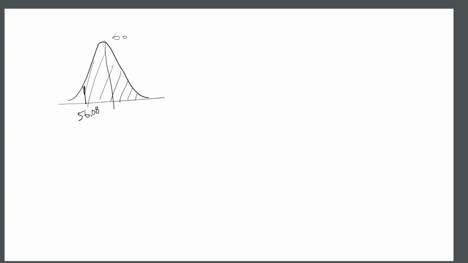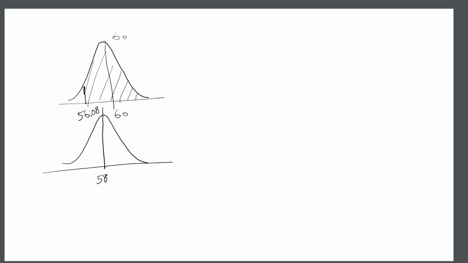But actually, the true mean value is 58. So 60 to 58. It's the true population mean.